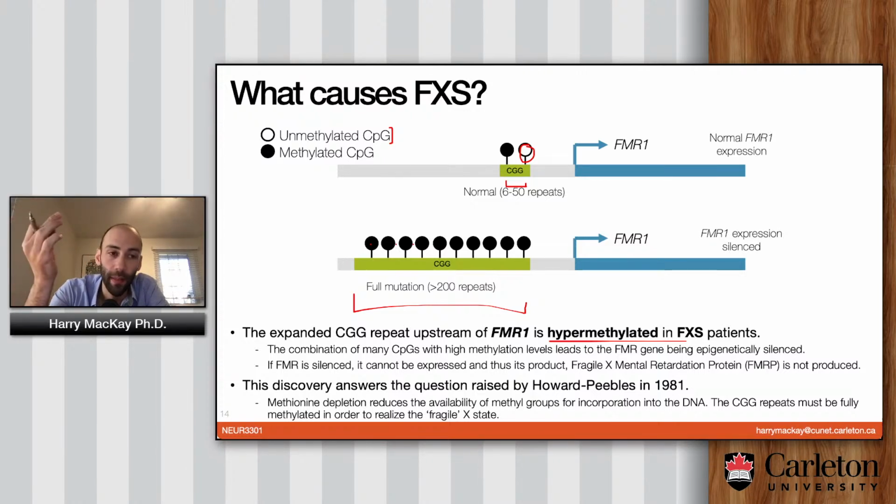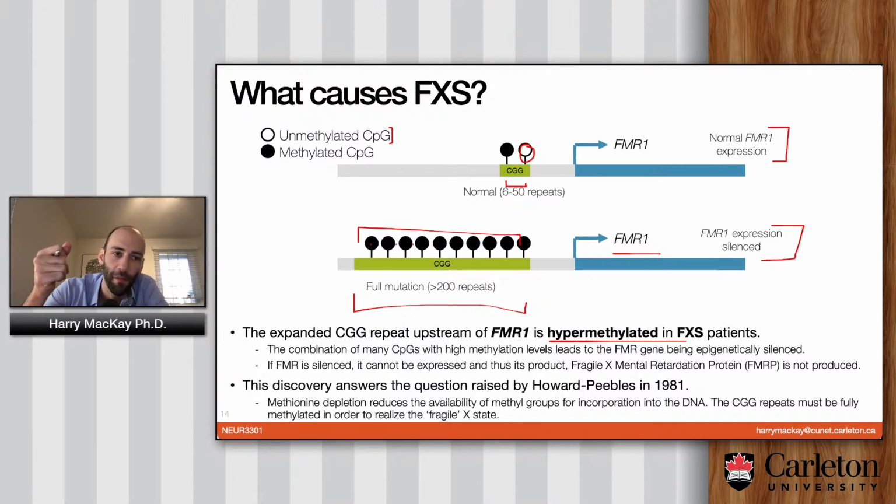What this ultimately results in is the epigenetic silencing of the FMR1 gene. Normally the FMR1 gene is expressed, it's an important part of brain development, but in the case of Fragile X syndrome, its expression is silenced epigenetically by all of this extra methylation. This methylation causes the gene to not be expressed, and therefore whatever it normally does during brain development is not going to happen the regular way.